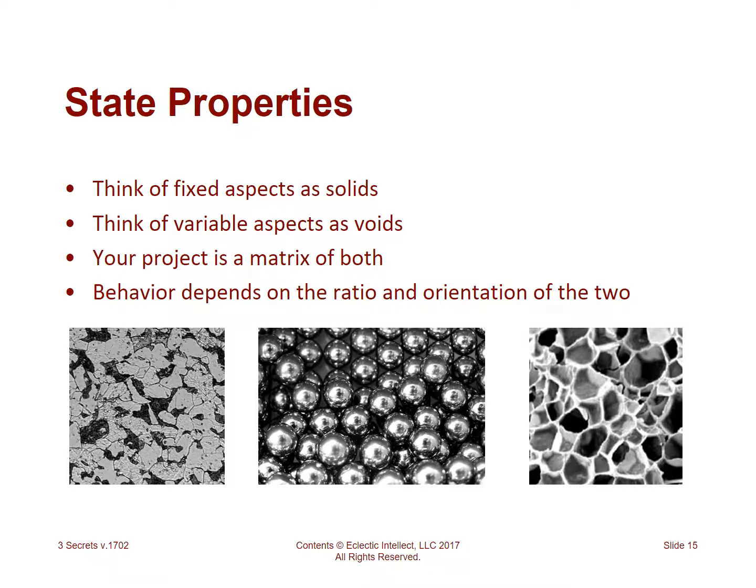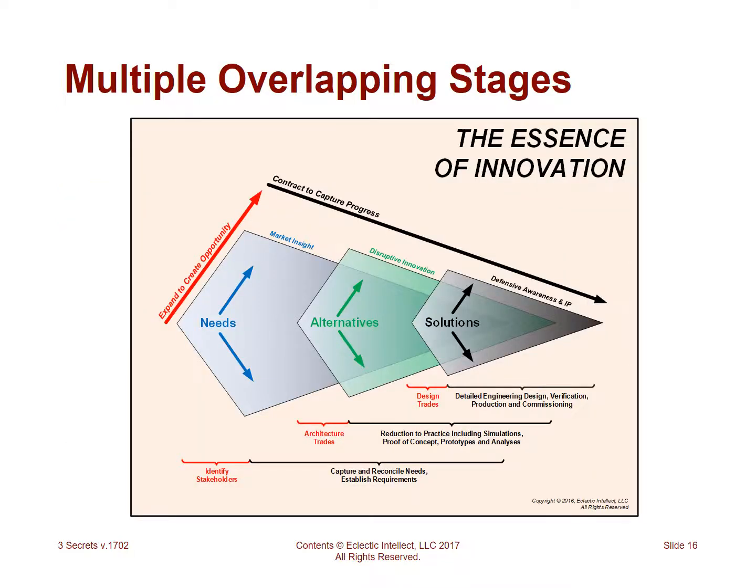So the behavior depends on the ratio and the orientation of the fixed and variable aspects. That's why I keep going back to this absolutely fundamental nature. You can think of them as X and Y on a graph if you want. The combination of them determines your project profile. This is a particularly dense graphic. There's a lot of information on this.